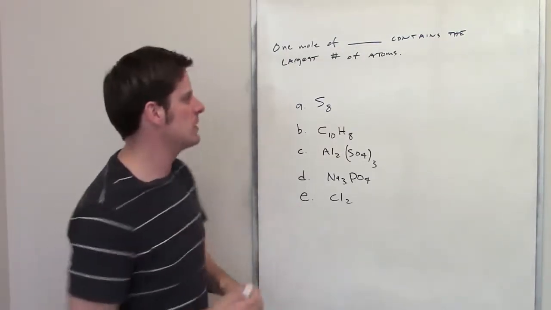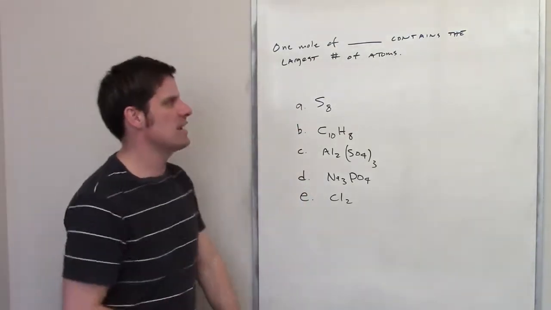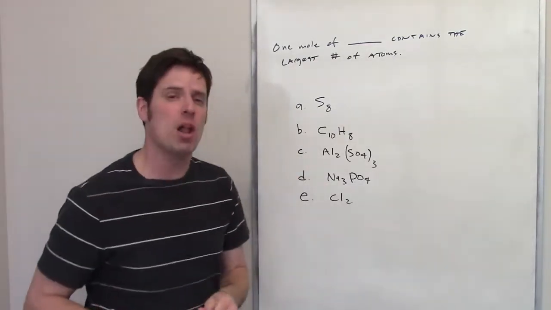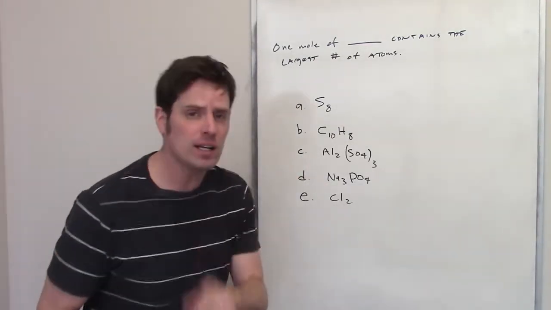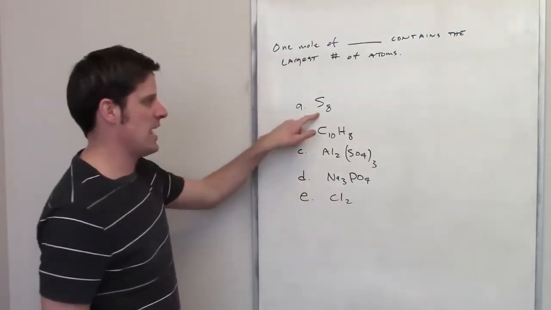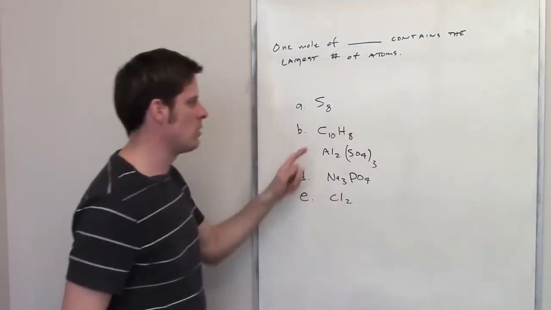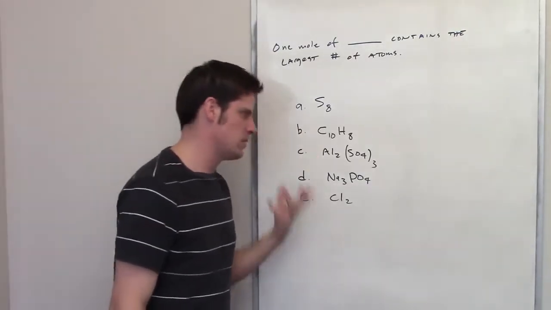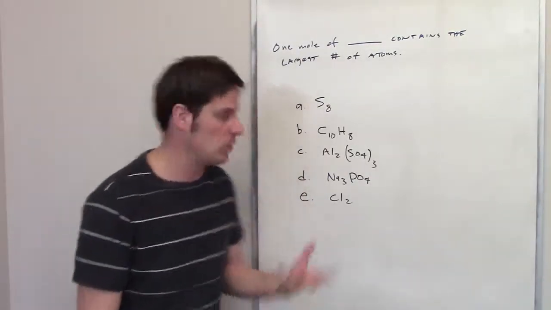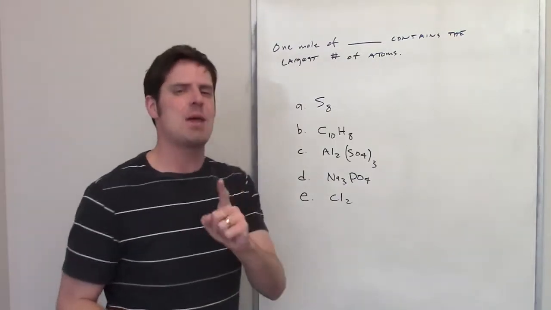Please keep in mind, however, that each of these different substances is a molecule, and it's not asking which 1 mole contains the largest number of molecules. If it said molecules there, then the answer would be the same, because 1 mole of S8 contains 6.022 times 10 to the 23rd molecules. 1 mole of C10H8 contains 6.022 times 10 to the 23rd molecules of C10H8, and so forth and so on. So once again, it's asking how many atoms.